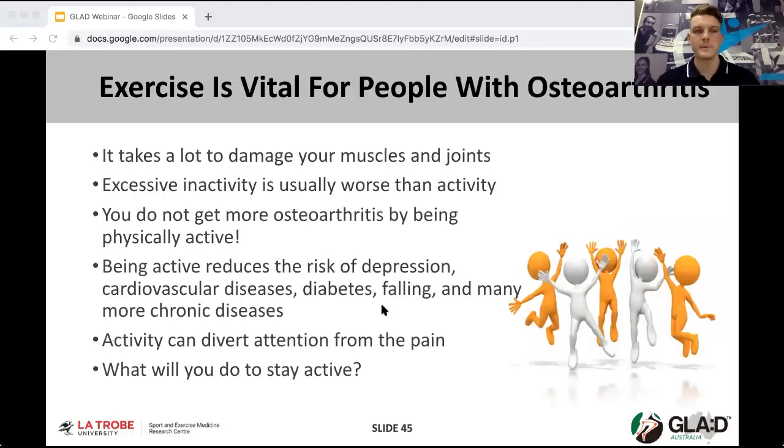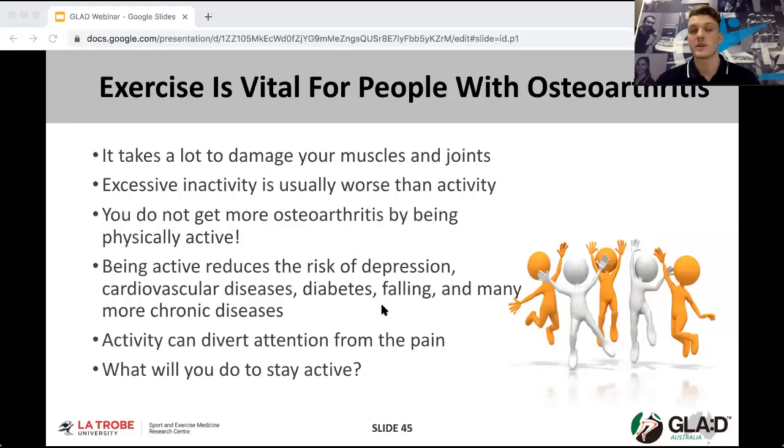Alrighty, so always remember, it takes a lot to damage your joints and muscles. Being active doesn't just help osteoarthritis, it helps prevent more than 35 other chronic diseases, including depression, cardiovascular and heart disease, diabetes, and falling. Getting more active will help.